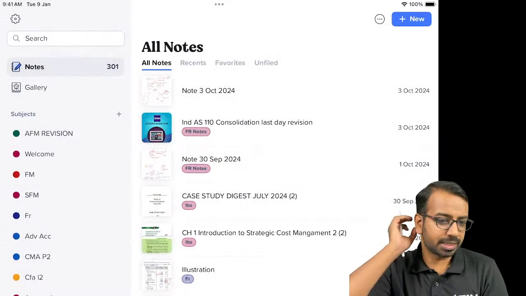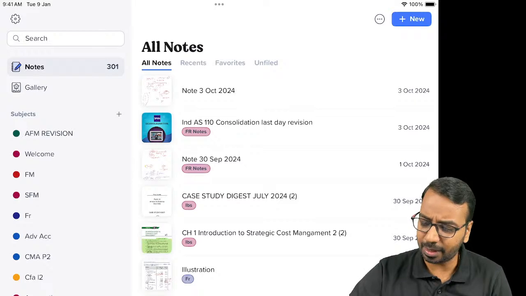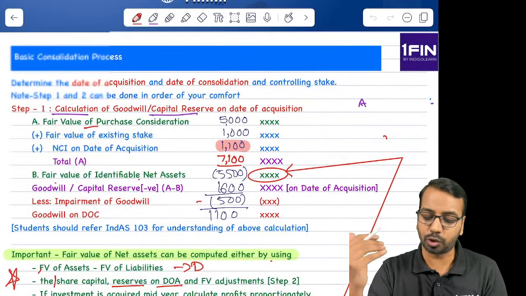Is this class useful at CA Inter level? Somewhat it is related, but not 100% related. There are some differences, so you should not get confused.